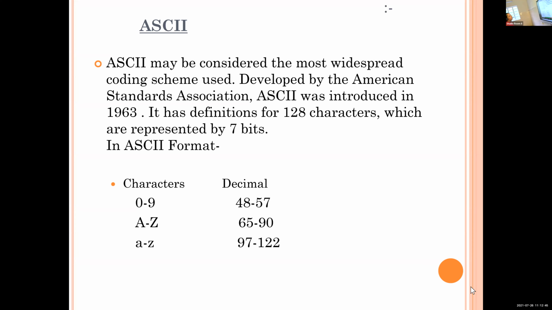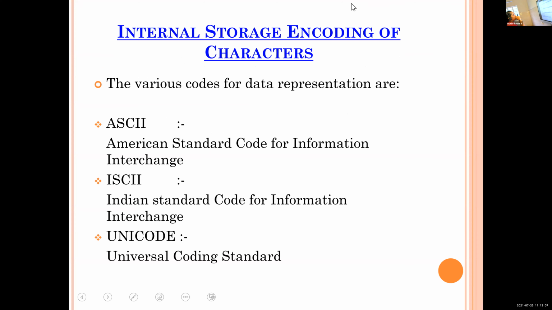What is the full form of ASCII? American Standard Code for Information Interchange. The various codes for data representation are ASCII, ISCII, Unicode.